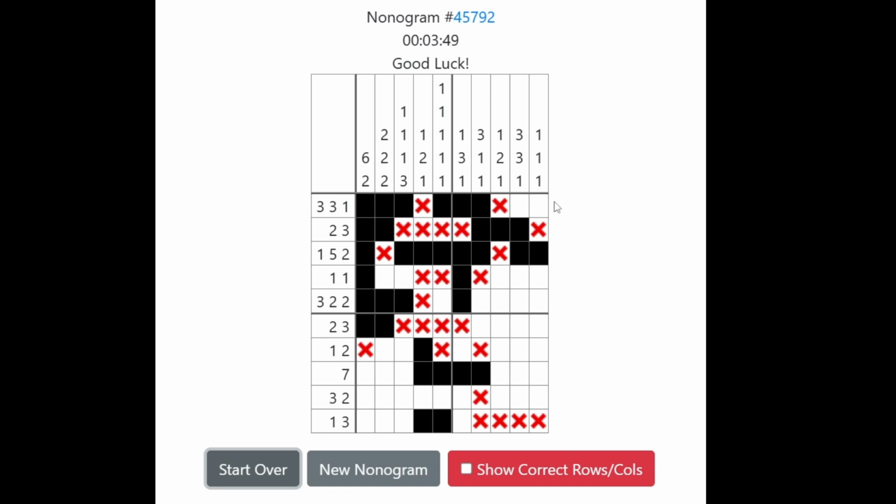We don't know if the 1 is here or here. We know that there's a blank, like there's a 3 somewhere here. Oh, but actually the 1s are filled up here. So now we know the 3 is here. Okay, 3, and now we need a 2 and a 2. 1, 2, 3, 4. Well, perfect.